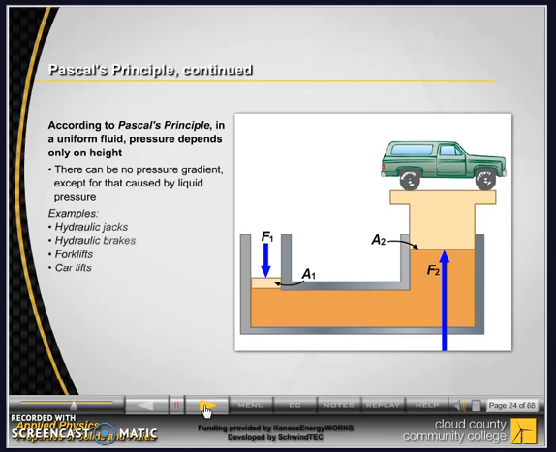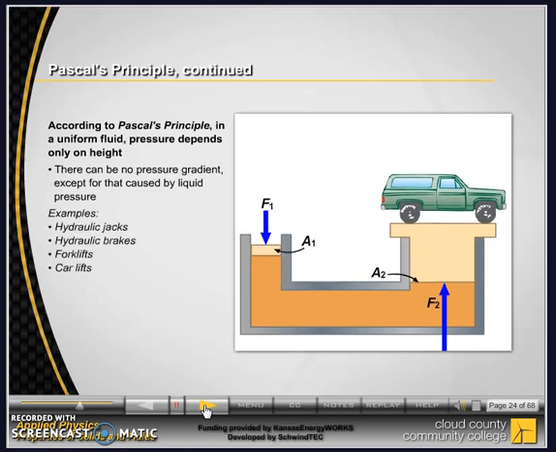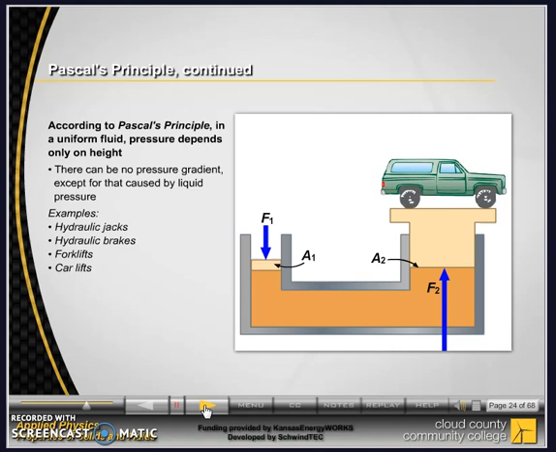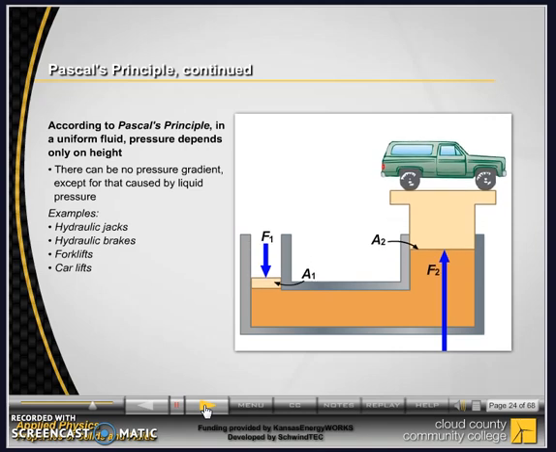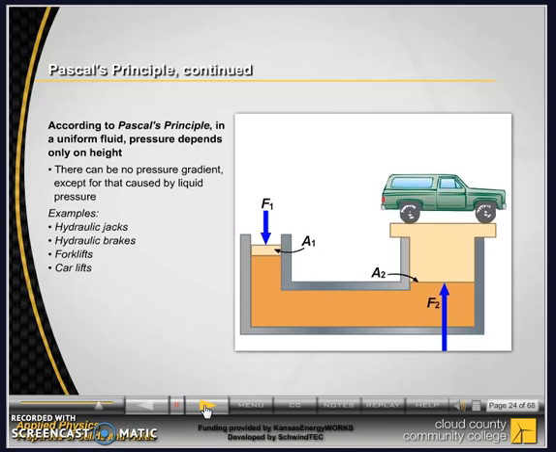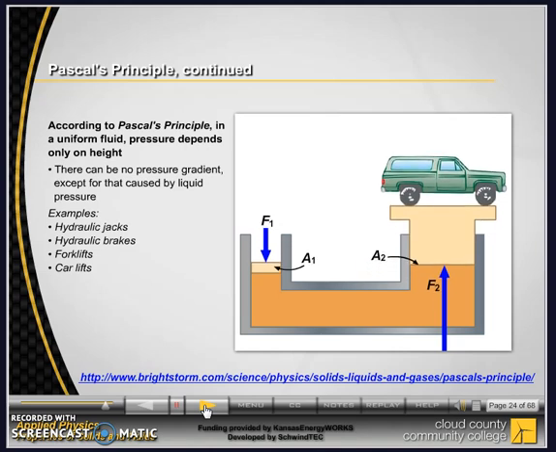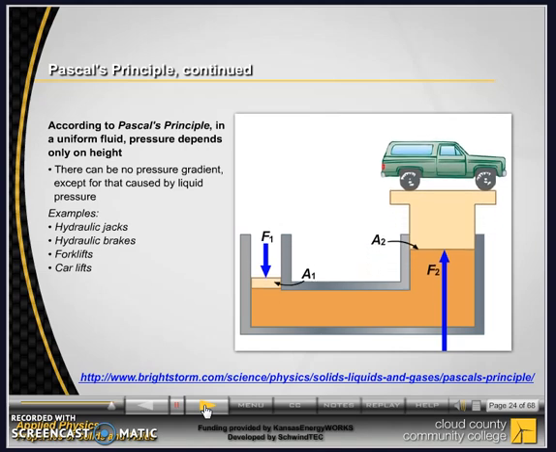This is seen in hydraulic jacks, which are used to lift heavy objects. They are also used in hydraulic brakes, forklifts, car lifts, etc. Here's a great website which explains Pascal's principle in more detail.